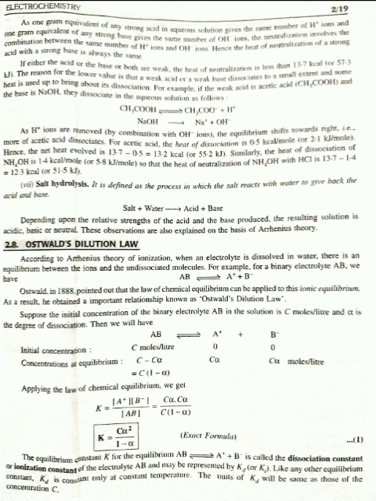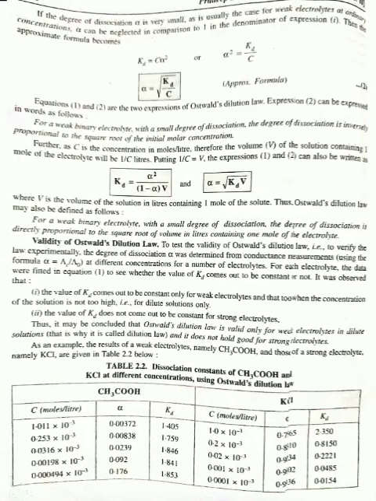The equilibrium constant K for the equilibrium AB giving A positive plus B negative is called the dissociation constant or ionization constant of the electrolyte AB, and may be represented by Kd or Ki, like any other equilibrium constant. Kd is constant only at a given temperature. The units of Kd will be the same as those of the concentration C.